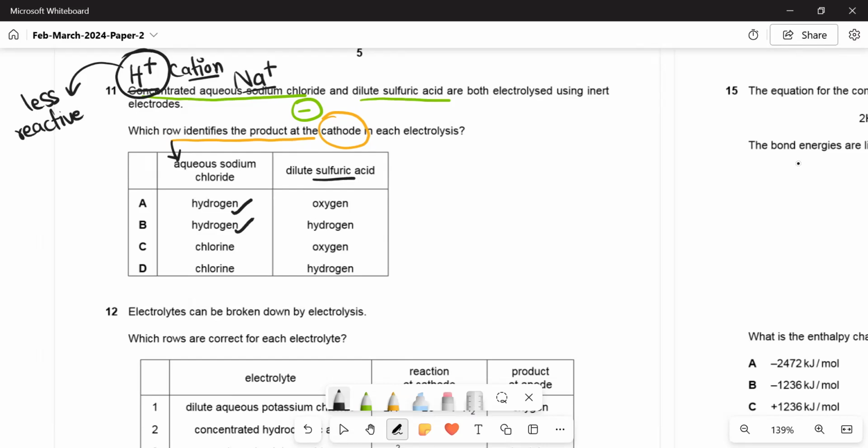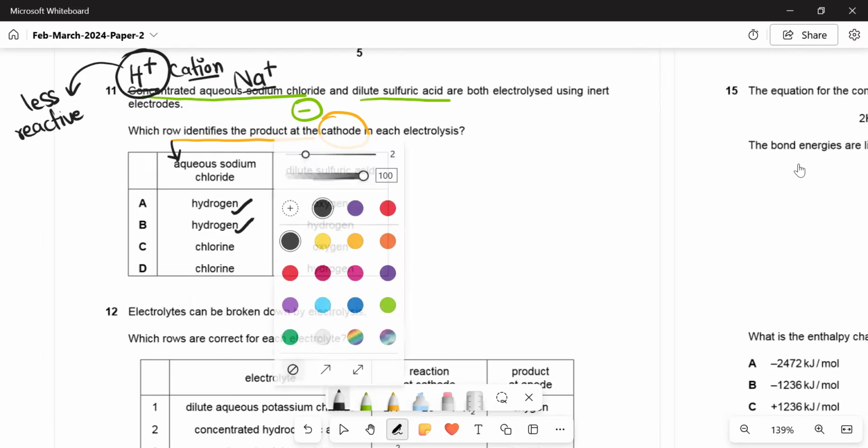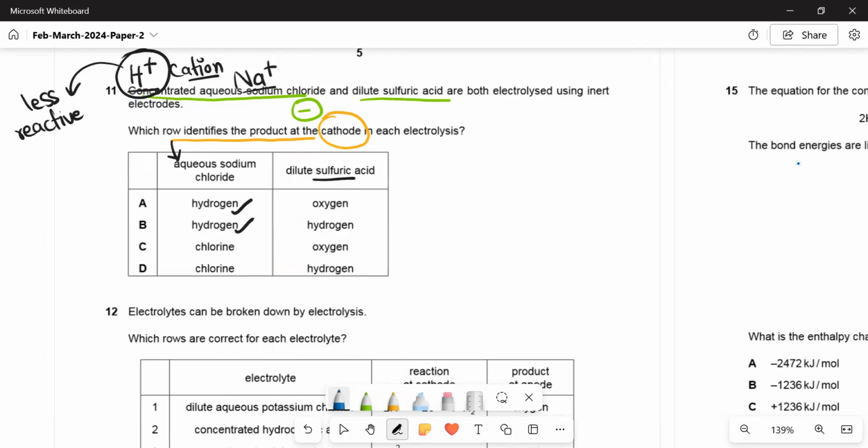And if we see dilute sulfuric acid, because it's a dilute aqueous solution, it will give H+, and sulfuric acid is H2SO4, so when it ionizes, it also gives H+. Hence, there is no competition between them. For sure H+ will go to the cathode and form hydrogen gas. So here the answer is B.